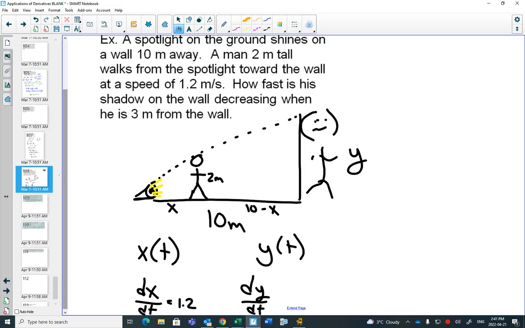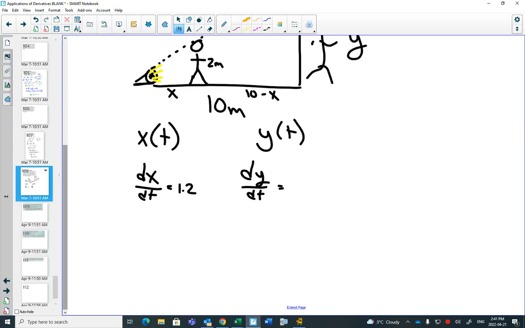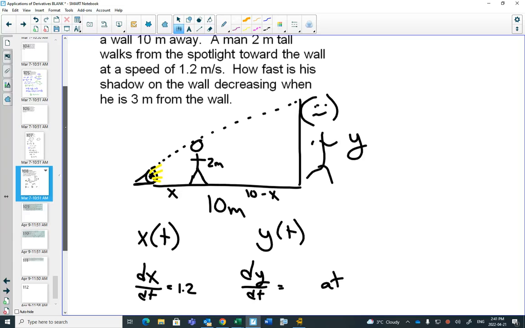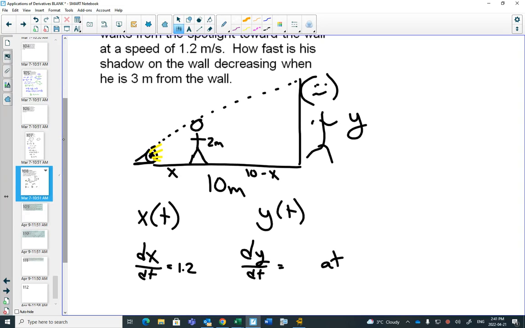So now we've set up, and when do we want to find this? At 3 meters from the wall. When he's 3 meters from the wall, then x would be 7. So now we have the setup, and again, I said often the hardest part of these questions is coming up with the equation. How do we relate y to x?